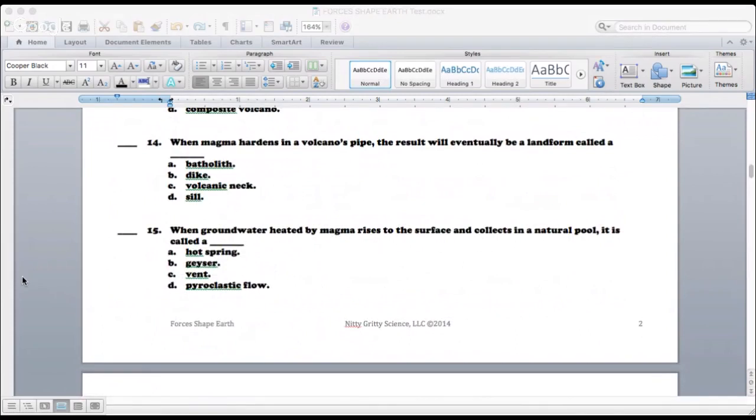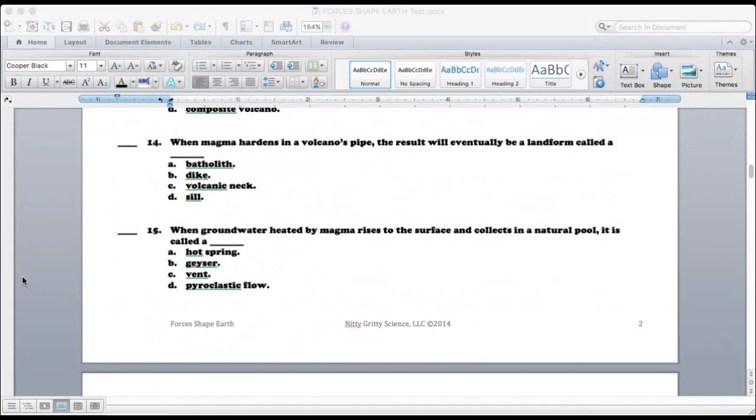14. When magma hardens in a volcano's pipe, the result will eventually be a landform called A. Batholith, B. Dike, C. Volcanic neck, or D. Sill.